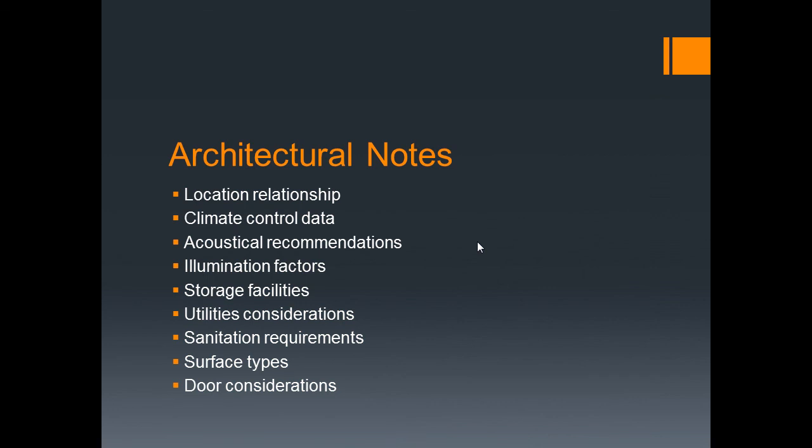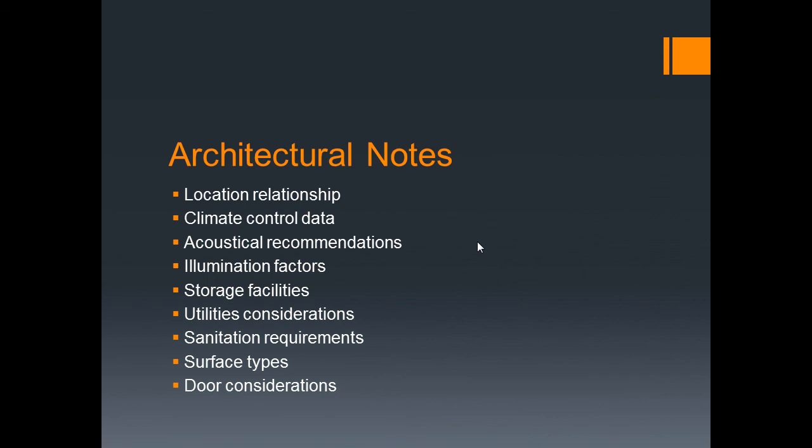Climate control data. What's the mean temperature of where you're building that lab? That gives you some idea of how much you're going to need to heat or to cool that facility. Acoustical recommendations for the different types of labs that you're using. Illumination again, storage.